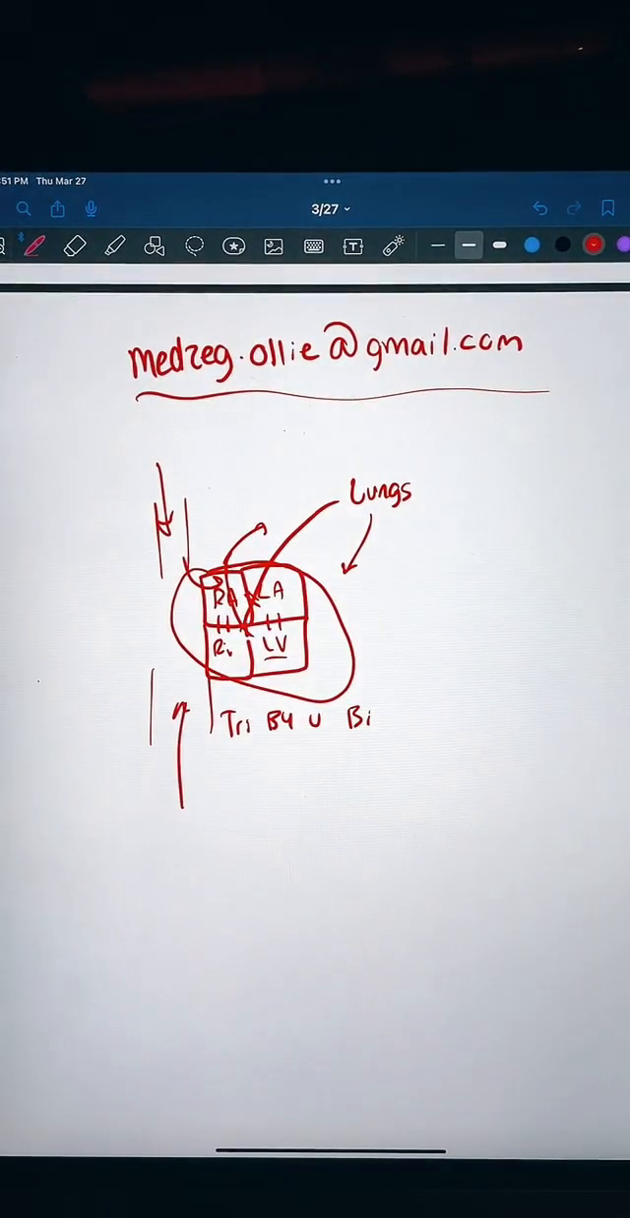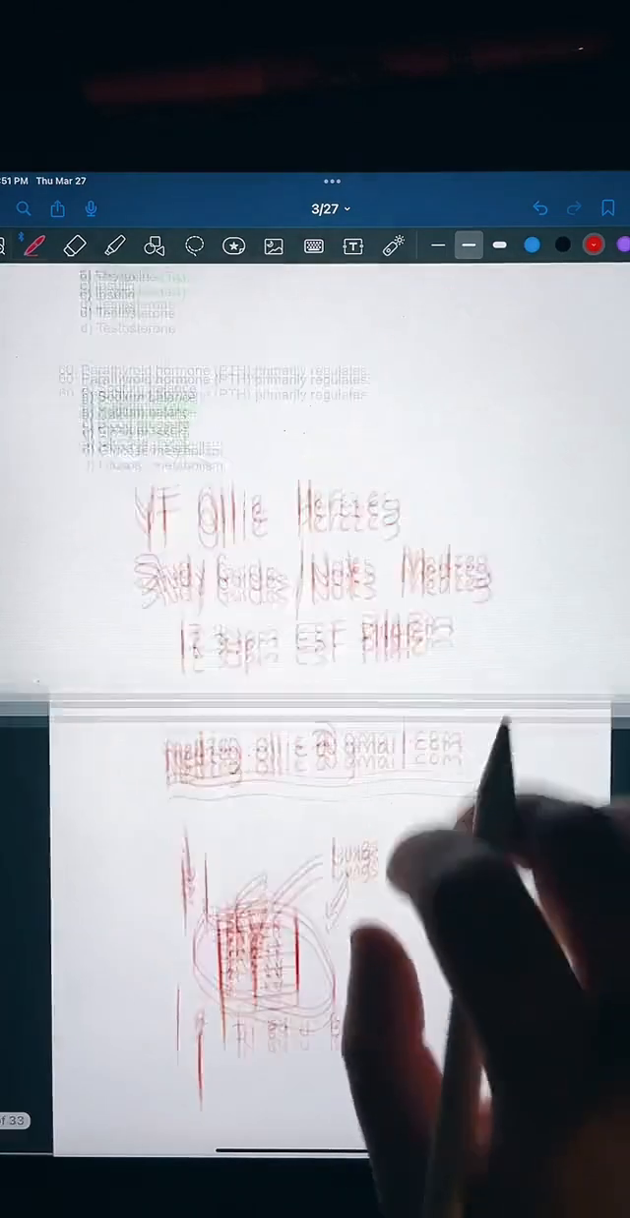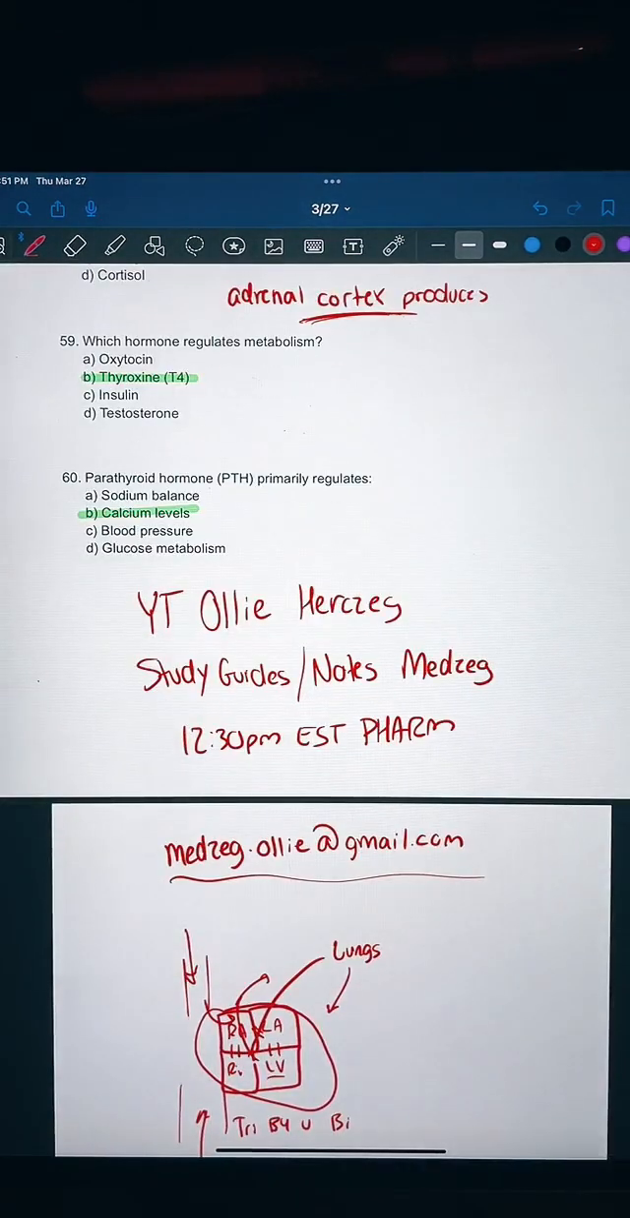So just practice drawing it out like that. It doesn't have to be a perfect diagram. Can I scroll up? Yes, absolutely.